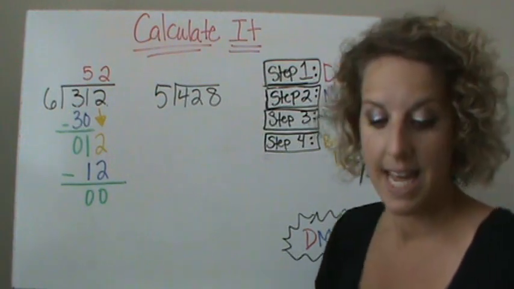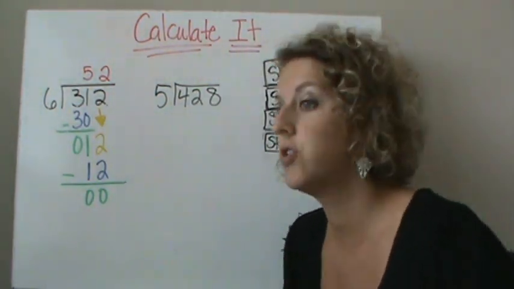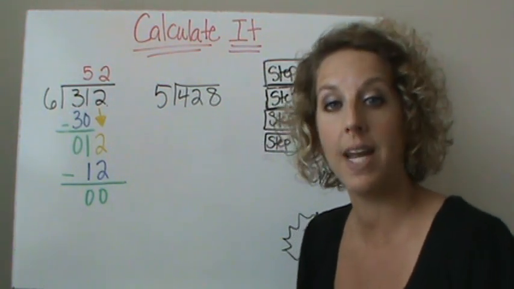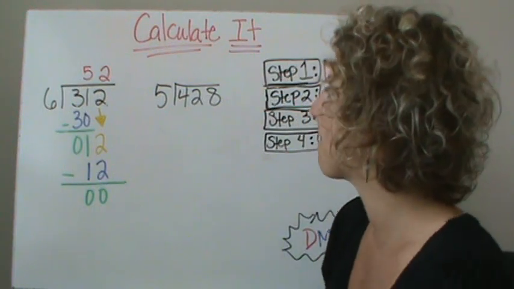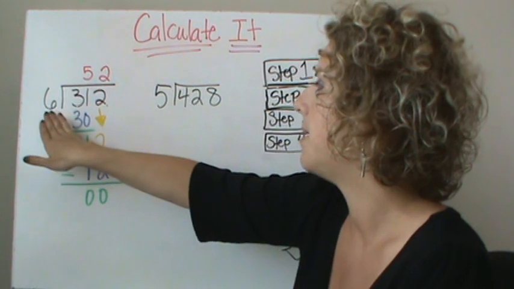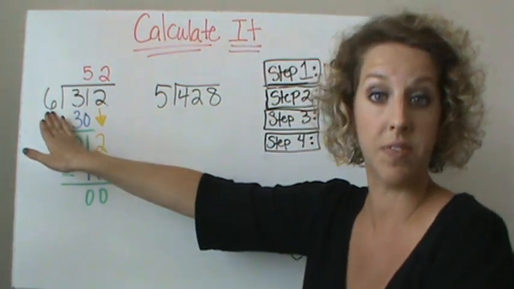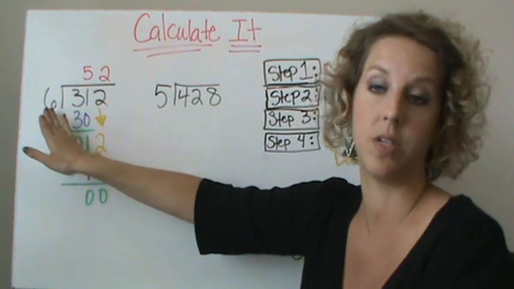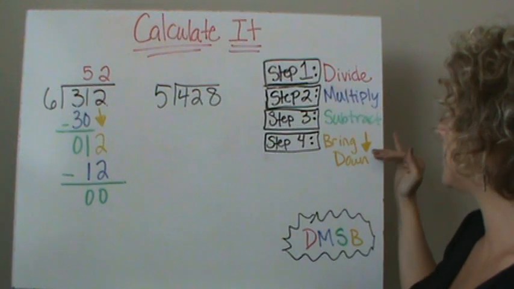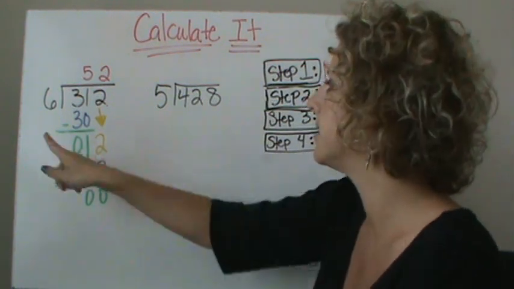All right. Now, what if the number is so large you don't want to count out hundreds of beans or hundreds of Fruit Loops? There's a way to calculate it on paper. So let's say we have 312 divided by 6. In order to do this, we call it long division, and there are 4 steps to long division. Divide, multiply, subtract, and bring it down.